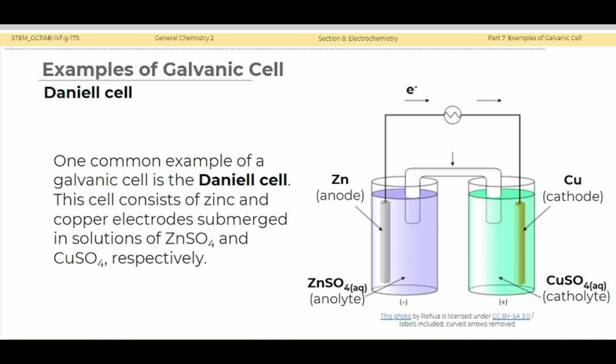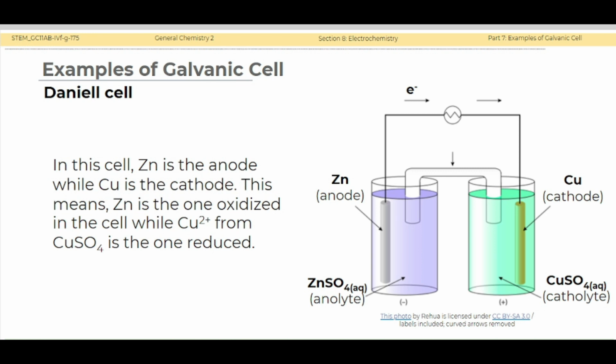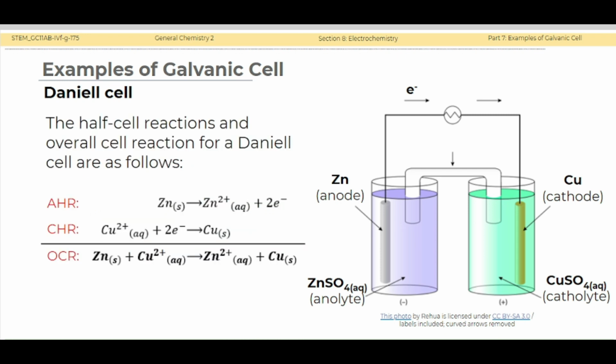One common example of a galvanic cell is the Daniell cell. This cell consists of zinc and copper electrodes submerged in solutions of zinc sulfate and copper sulfate respectively. In this cell, zinc metal is the anode while copper metal is the cathode. This means zinc metal is the one oxidized in the cell while copper ion from copper sulfate is the one reduced. The half-cell reactions and overall cell reaction for a Daniell cell are as follows.